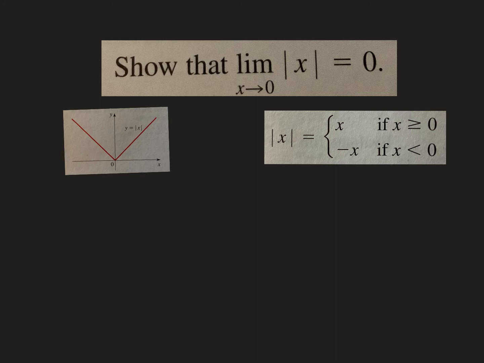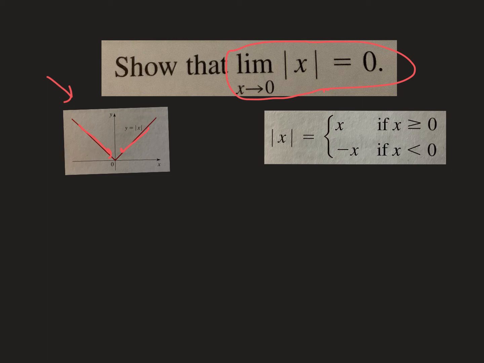This one says show that the limit of the absolute value of x as x approaches 0 actually does equal 0. Now, one obvious way is you can look at the graph. You remember the graph of absolute value of x. If you look at approaching from the left-hand side, we're getting closer and closer to 0. If you're approaching from the right-hand side, getting closer and closer to 0. So graphically, it looks good.